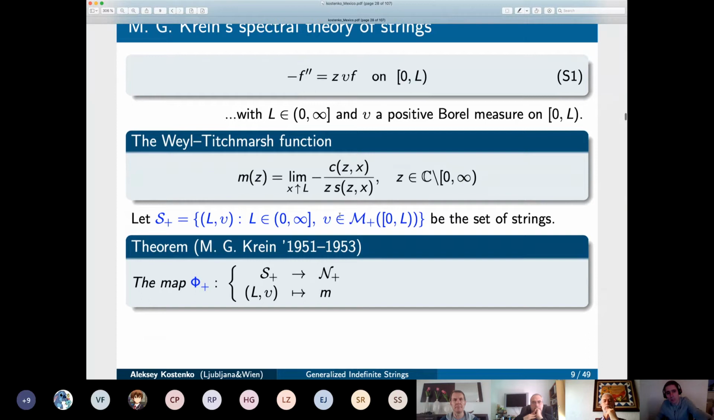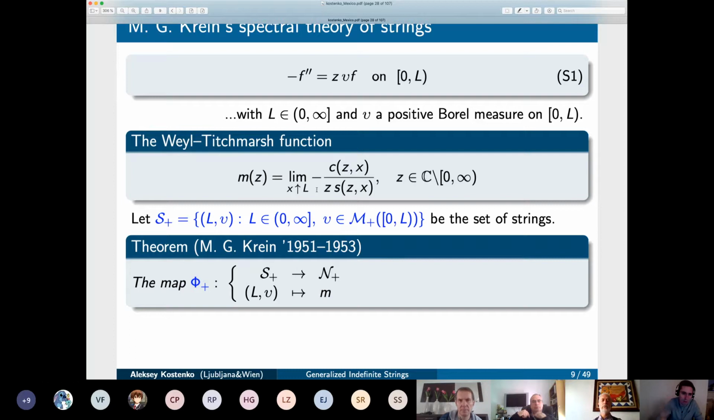Each string is determined by two parameters: its length, capital L, and its mass density, this measure V. So the set of strings is the set of all pairs L and V. For each L and V, we can associate the function M exactly as written in the second formula. We just take the cosine solution and the sine solution, divide, and take the limit as x goes to L. In particular, for the regular string, we just take x equal to L, and that's it.